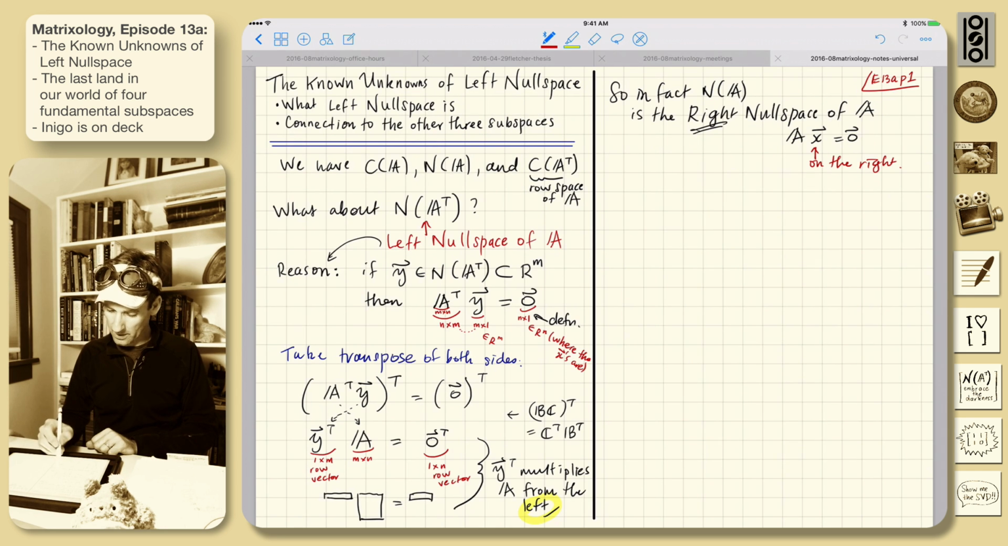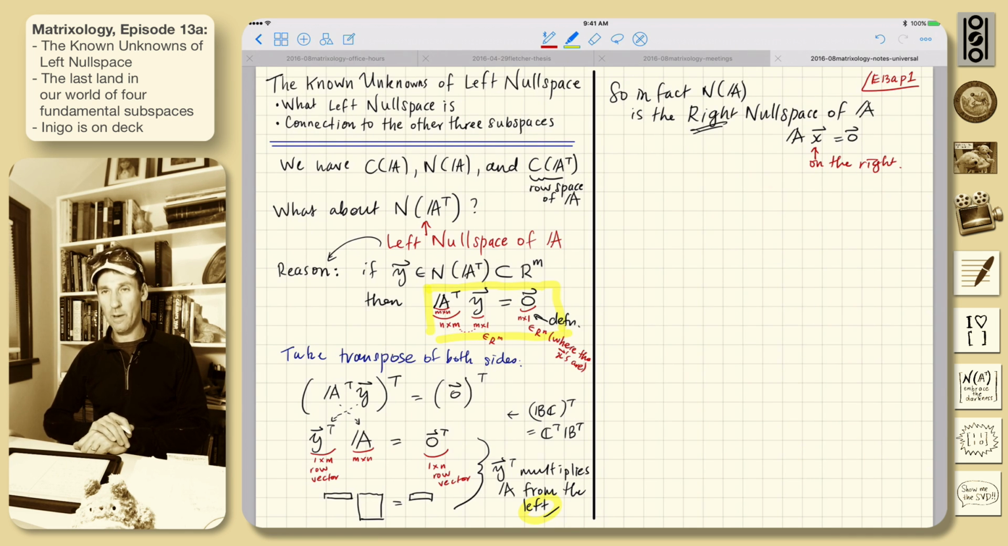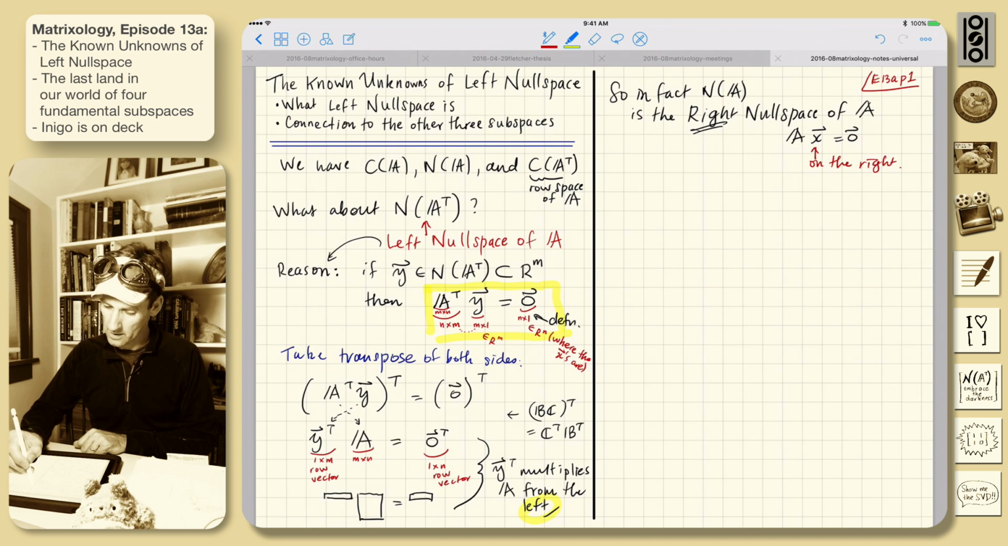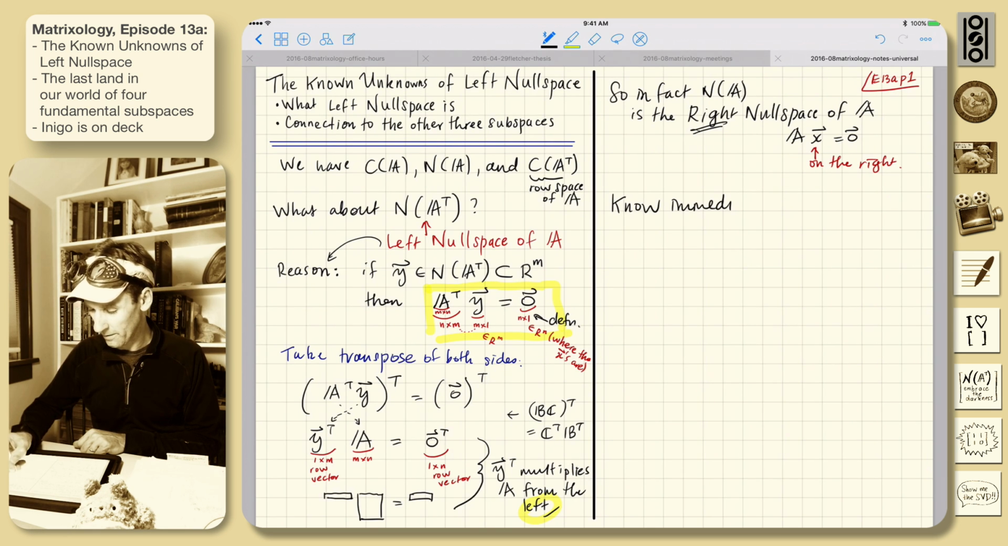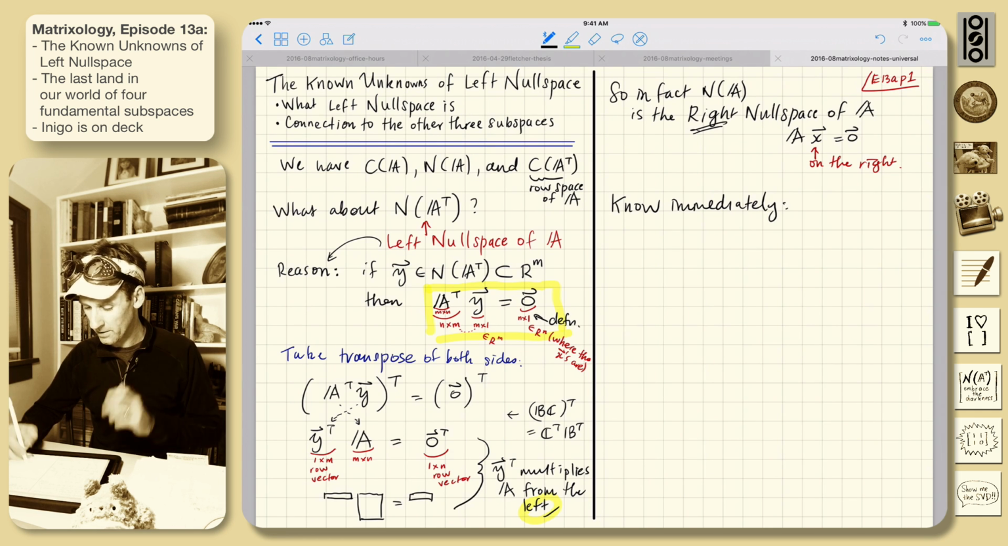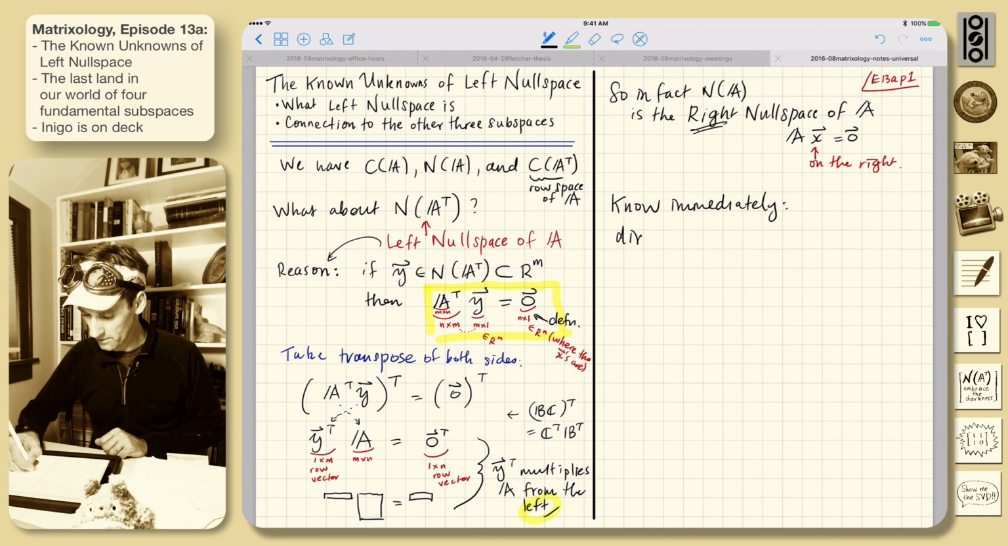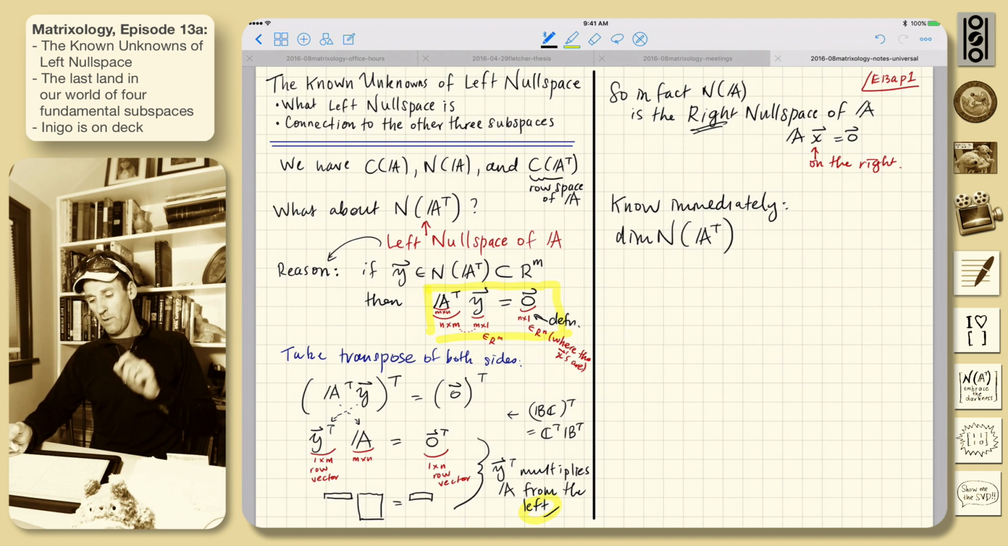We're of course going to think about this equation back here. We're thinking about the null space of A transpose. So what do we know? We know immediately, all right, maybe with a little thought, but we know immediately from these things that the dimension of the null space of A transpose, well, it's the number of columns.